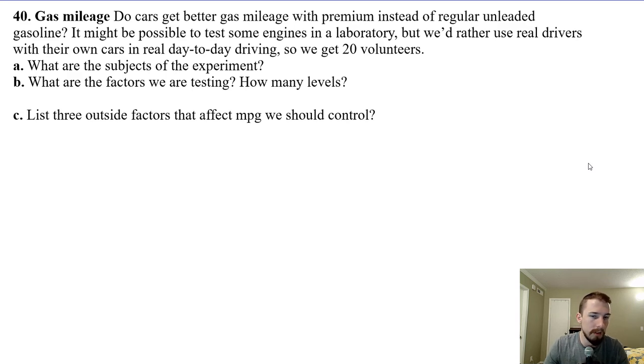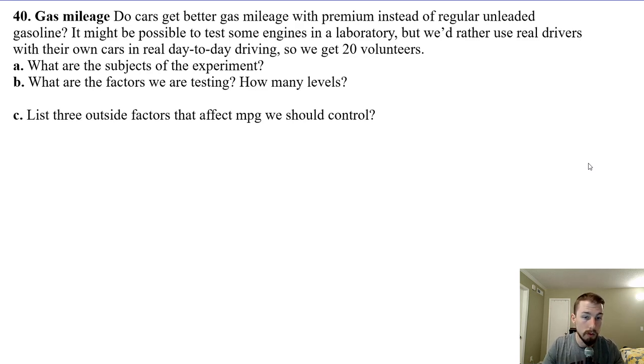List 3 outside factors that might affect miles per gallon that we should control. So one of them would be the type of vehicle. Okay, so bigger, heavier vehicles are going to have worse fuel economy. So we want to make sure we keep the type of vehicle consistent. Even though they're using their own vehicle, there's a way to do that with matching them up. So we have the same driver that drives their same vehicle, and then they drive it for a month with unleaded and then a month with premium gas. And then we can compare those two, right?